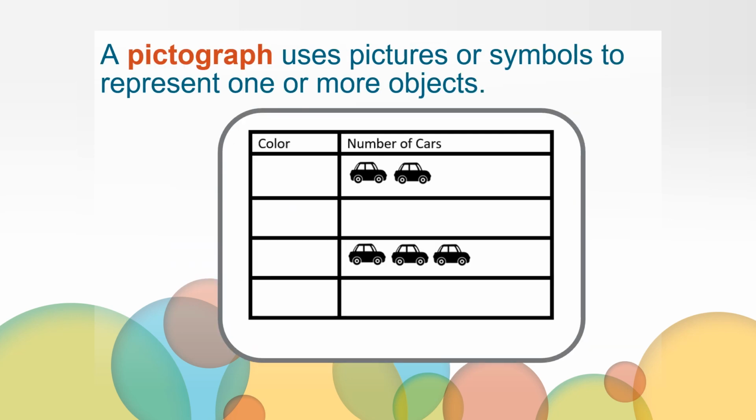Another way we could organize our car data is to use pictures in a pictograph. A pictograph uses pictures or symbols to represent one or more objects. Let's zoom in on this one as we learn more about how to read and make sense of pictographs. Across the top of this graph it says color and number of cars. What else do you notice about this pictograph, and what might you be wondering?